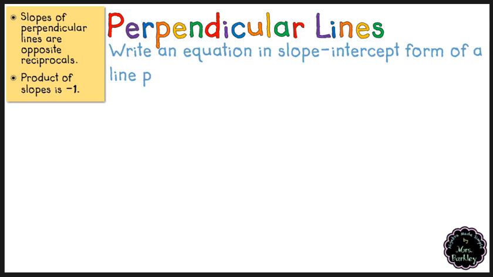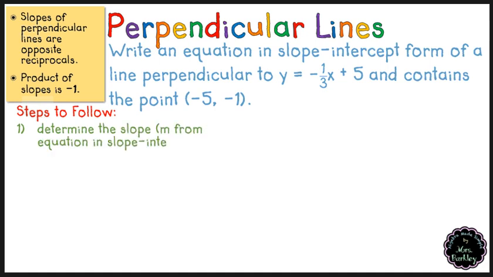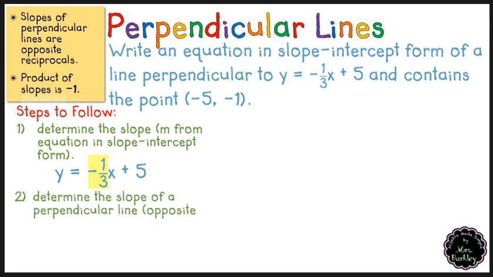Write an equation in slope-intercept form of a line perpendicular to y equals negative 1/3 x plus 5 and contains the point (-5, -1). Recall our steps: determine the slope, which is the m in the equation in slope-intercept form. The equation was y equals negative 1/3 x plus 5, so the slope was negative 1/3. Then our goal is to determine the slope of a perpendicular line. The opposite reciprocal of negative 1/3 would be a positive 3 divided by 1, or 3.